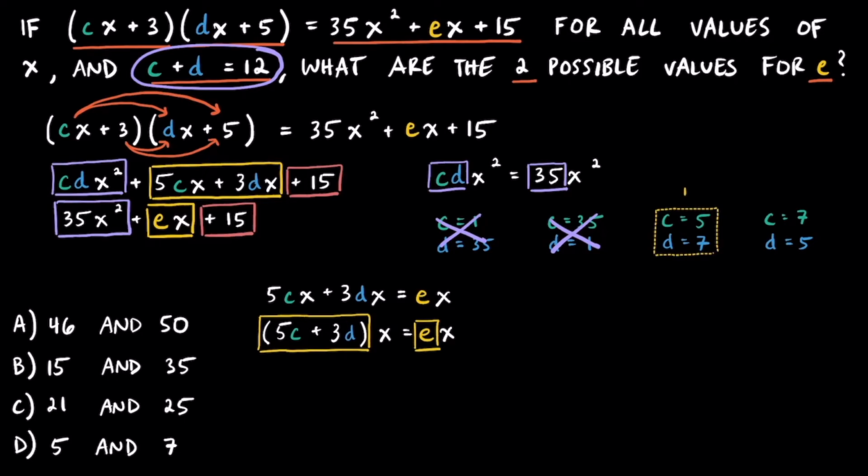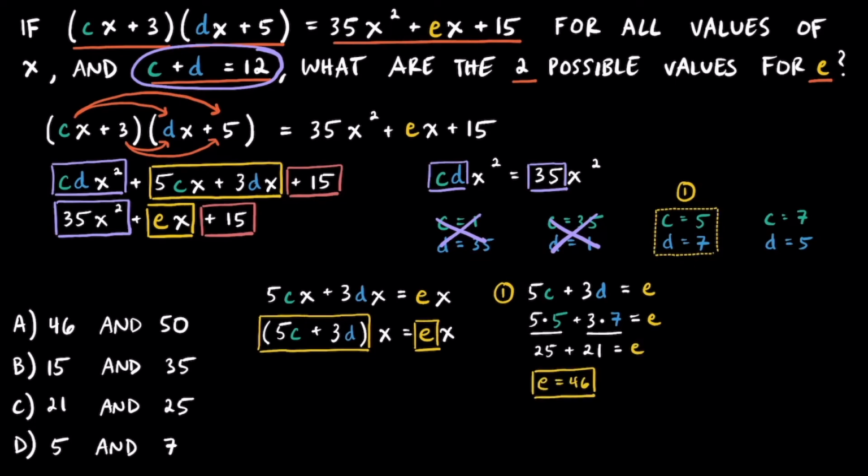For this first scenario, c is 5 and d is 7. Let's take that equation of 5c plus 3d is equal to e and substitute the 5 in for c and the 7 in for d and solve for e. 5 and 5 make 25 and 3 and 7 make 21, so we know that e is equal to 46 when c is equal to 5 and d is equal to 7.